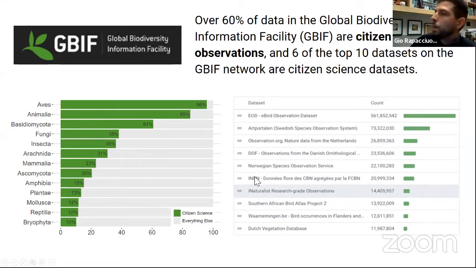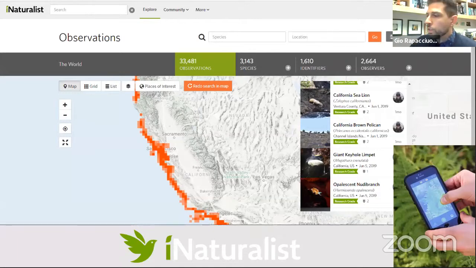And perhaps just as importantly, 6 out of 10 of the main data sets in GBIF are actually citizen science data sets. eBird is up there, and I've highlighted iNaturalist here, which is the tool that we use here at the citizen science team. They are our collaborators here at the Academy of Sciences. And so I wanted to introduce iNaturalist a little bit for those of you who may not be familiar with it. iNaturalist is this incredible resource.